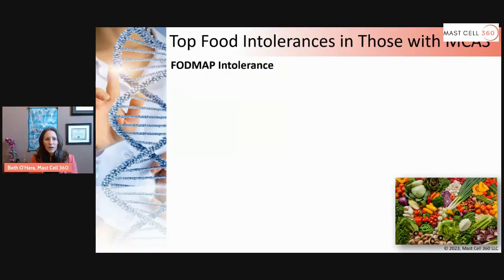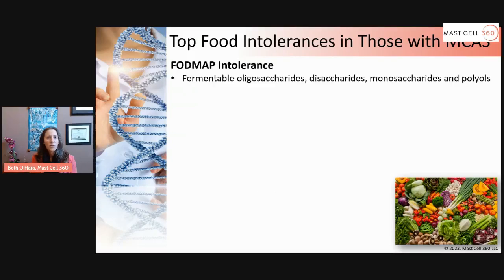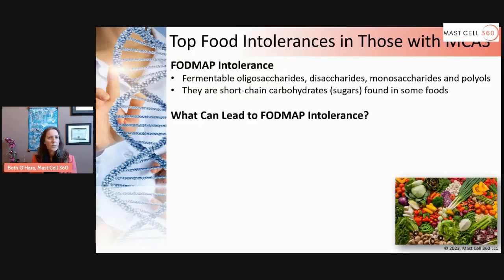Let's talk about FODMAPs. This is the last of my introductory slides here, so we're on the same page. So we know that FODMAPs stands for these big words: fermentable oligosaccharides, disaccharides, monosaccharides, and polyols. Those are different kinds of carbohydrates. They're short-chain carbohydrates found in some foods that when they get into the gut, if we have an overgrowth of bacteria in the gut that ferment those, then that's where we get all the gas and the bloating from these FODMAPs. Things like garlic, onions, Brussels sprouts can be in that category. A lot of fruits, apples.